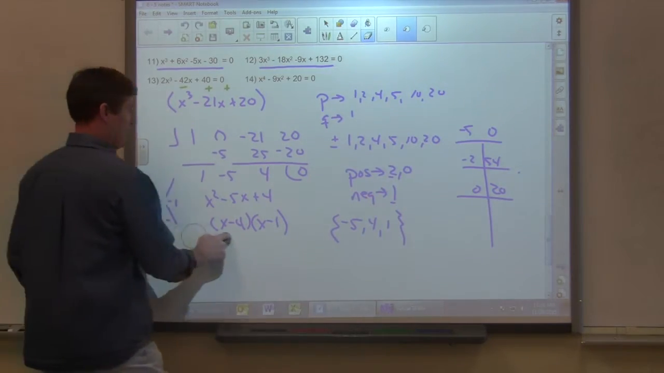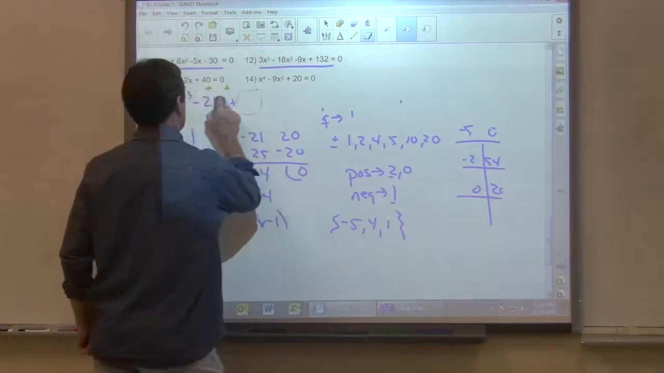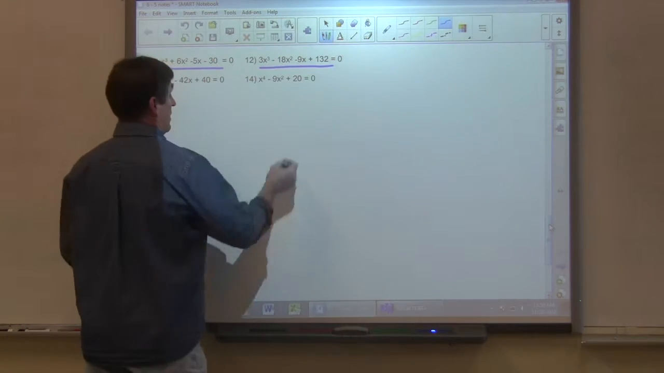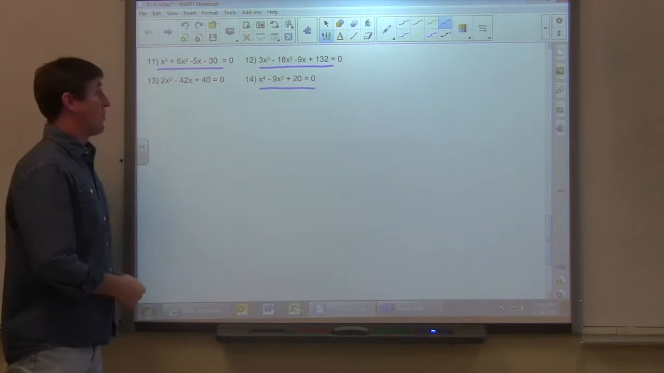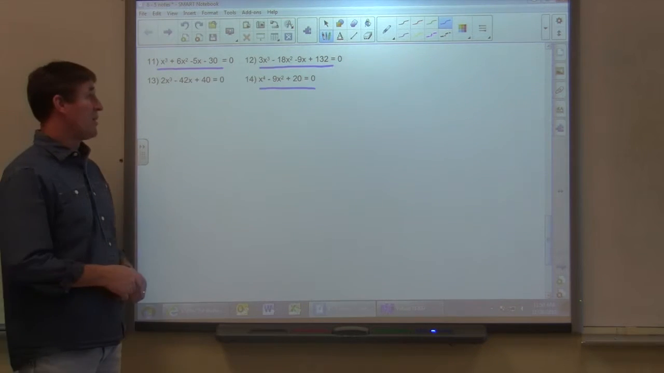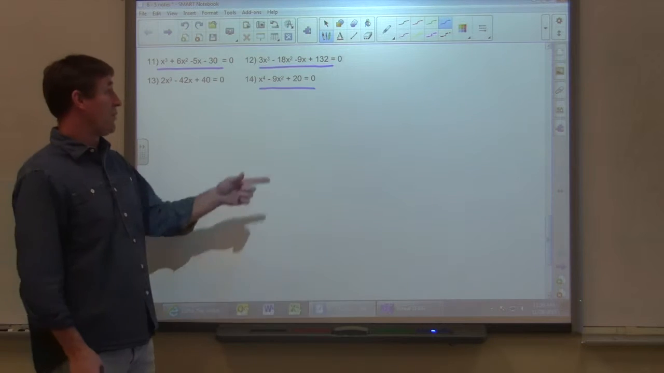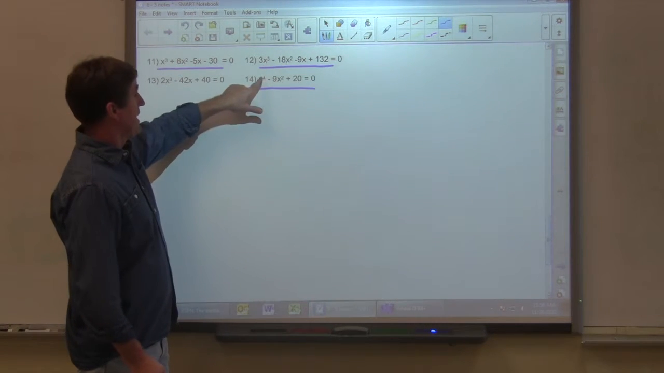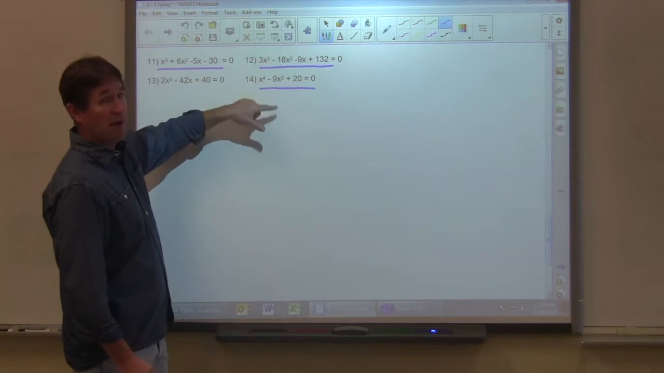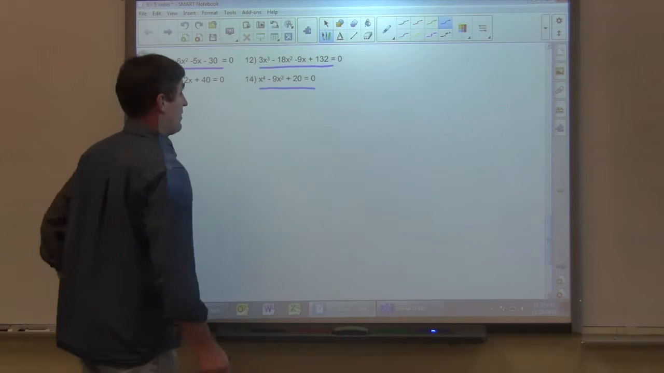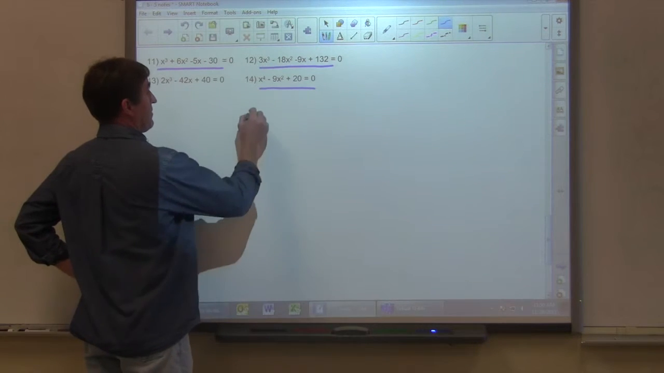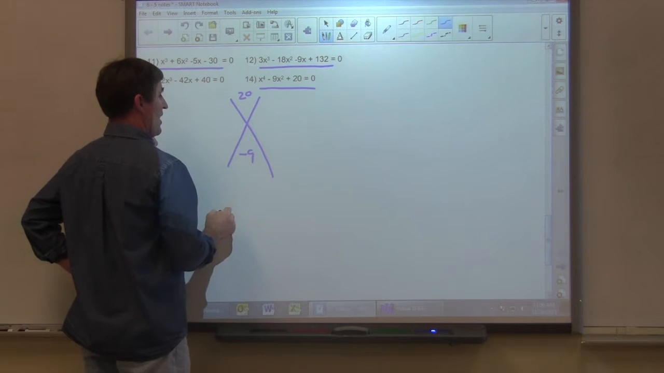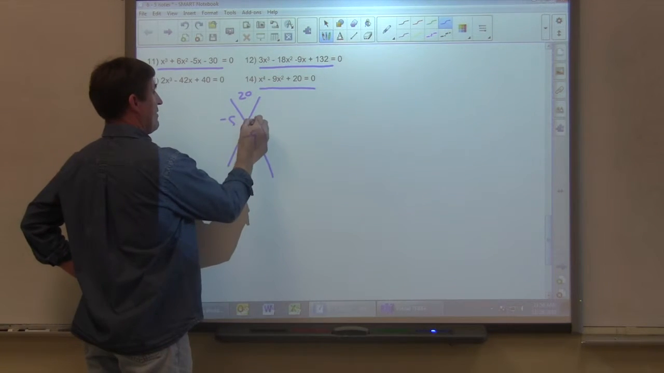The last one, x to the 4th minus 9x squared plus 20. So this one is really nice if you recognize we can factor it. When you have 3 terms, if the middle term's power is half of this power, I would always check to see if I can factor that. So if I do the x method, I get 20 and negative 9. Well, that would be negative 5 and negative 4.